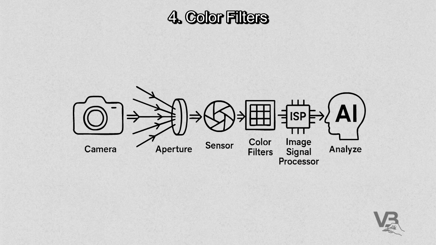4. Color filters separate the data into RGB channels. 5. The image processor, ISP, adjusts color, brightness, and sharpness. 6. Artificial intelligence analyzes the scene for optimal results. The result is an image captured in just fractions of a second, but backed by decades of science and technology. Cameras have become the second eyes of humanity, eyes that grow smarter, sharper, and more creative every day.